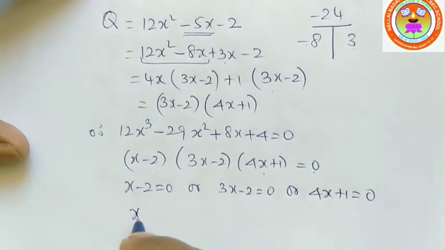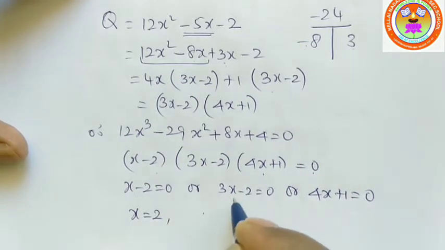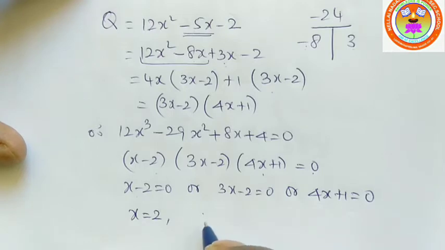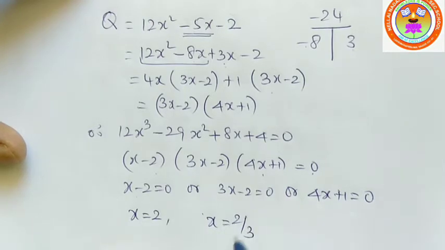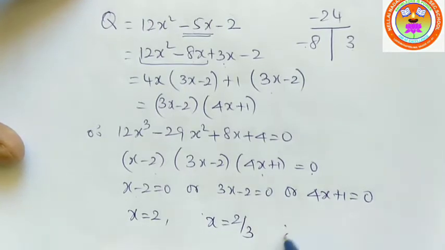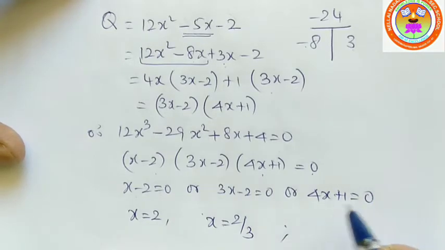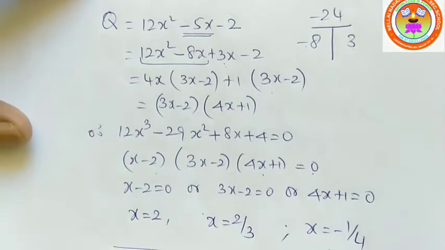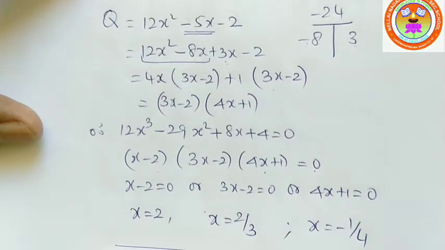That is, x is equal to 2. Here, if you take minus 2 to the right hand side, we get 3x is equal to 2, so x is equal to 2 by 3. Similarly here, if you take 1 to that side, we get 4x is equal to minus 1, so x is equal to minus 1 by 4. So the solution is x is equal to 2, x is equal to 2 by 3, or x is equal to minus 1 by 4.